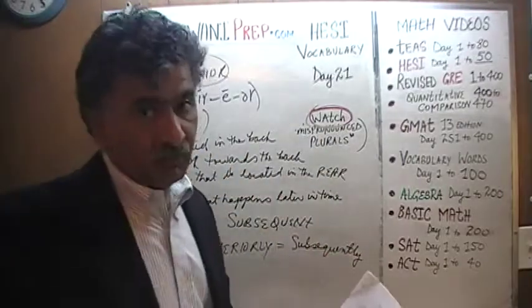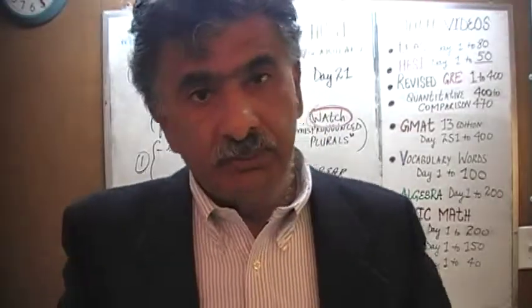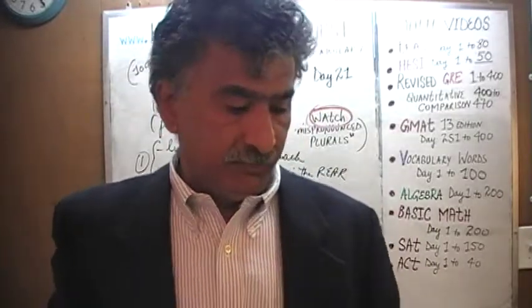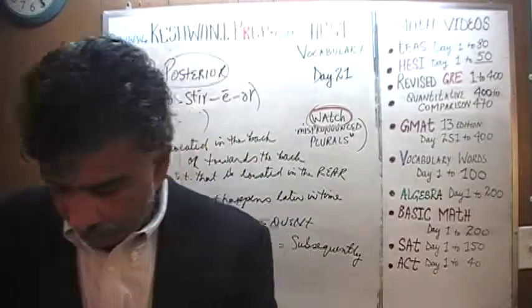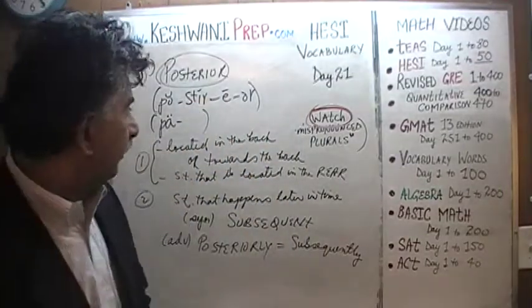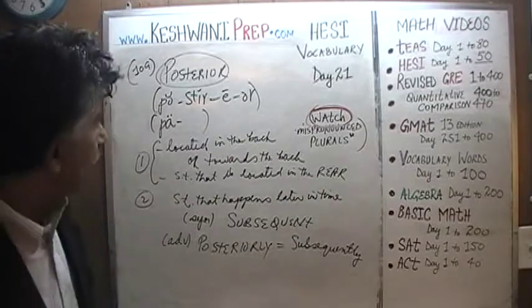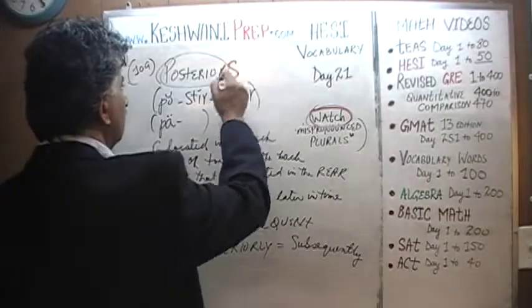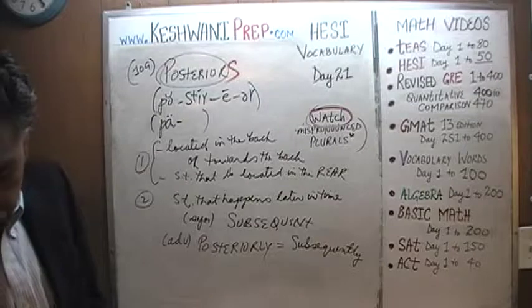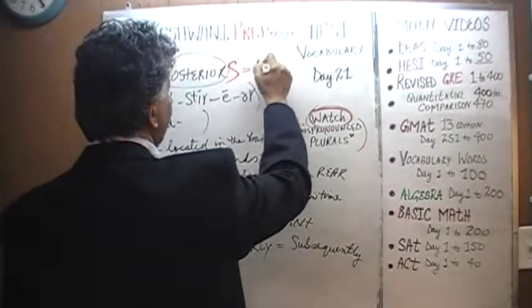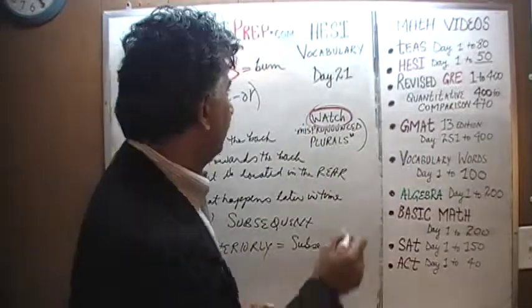Something that happens subsequently, something that happens later on in time, is said to have happened posteriorly. An interesting side note, just so you know: if you were to use this word in the plural, it has a slightly different meaning. As you know already, posteriors is just another way of saying bums.